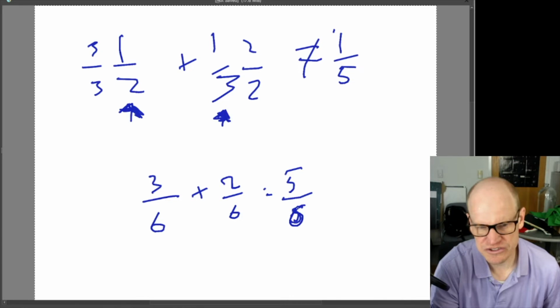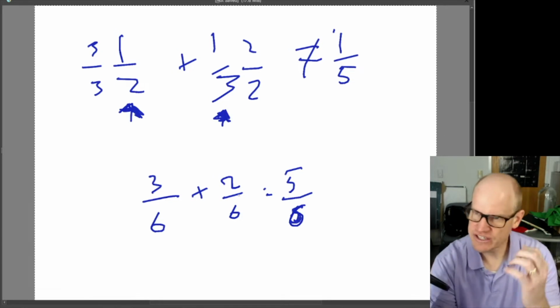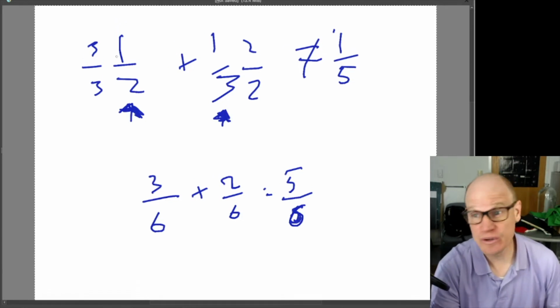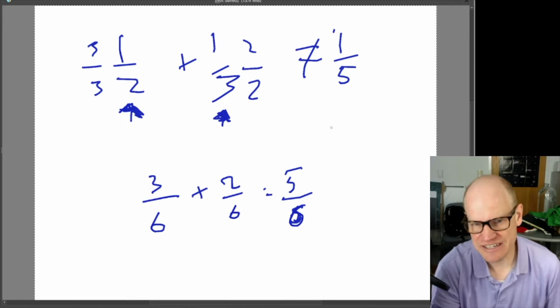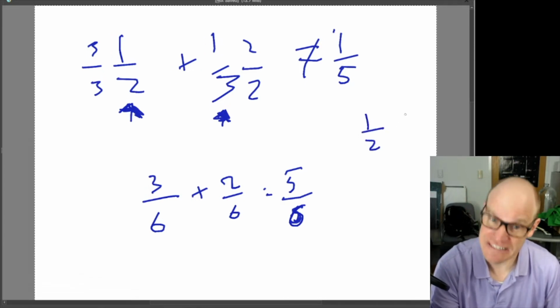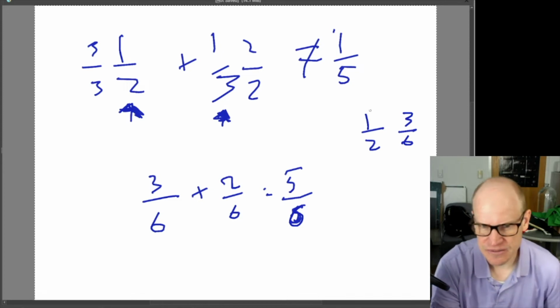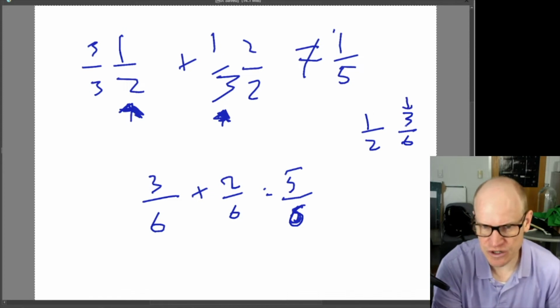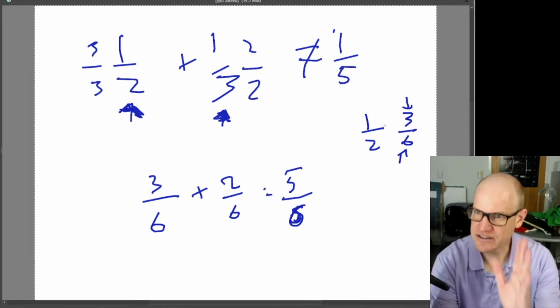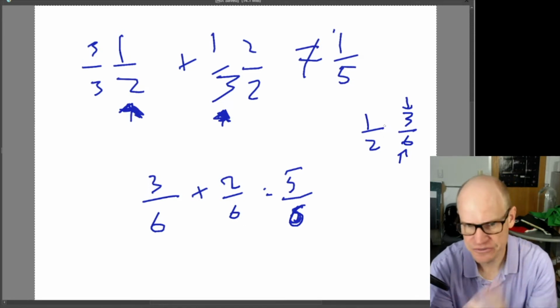Okay, so what did we just do here? We transformed these things. We found an equivalent number. Technically, a half is not identically equal to 3/6. It's mathematically equivalent to it, but they're not equal to each other, because if they were equal to each other, then this would be a 1 and this would be a 2. Instead, they're mathematically equivalent. They have the same value.